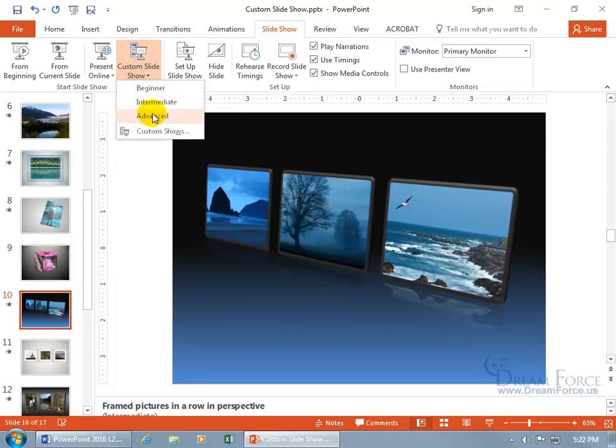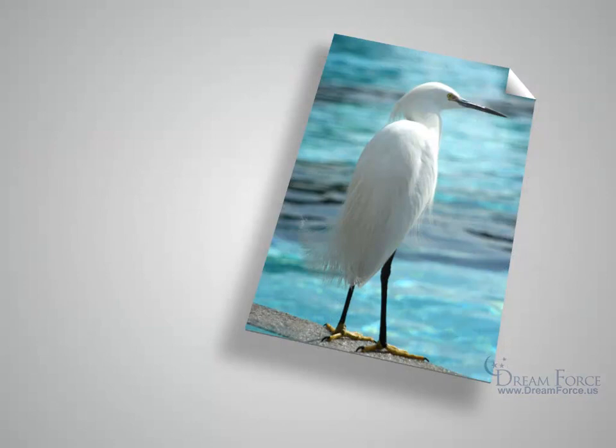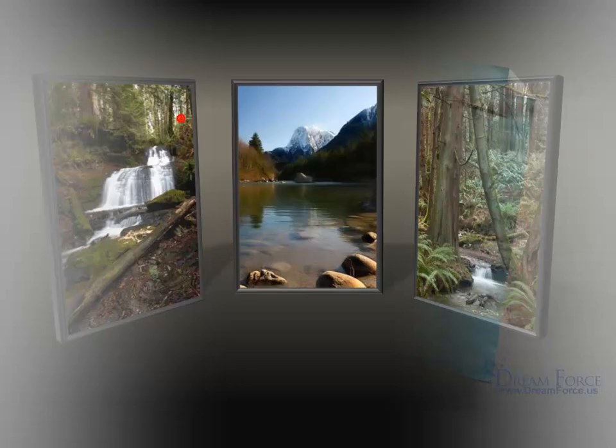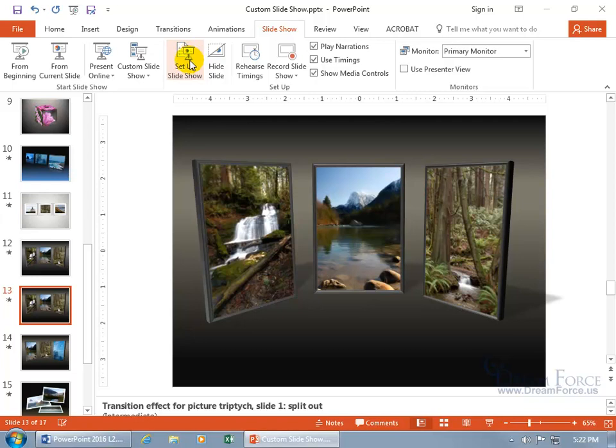Now you can either go ahead and begin it by selecting one of these, Advanced, and there's the first slide in the beginner presentation. Click to advance to the first slide in the second intermediate presentation, and then finally we get to the advanced. Oh, that looks really cool. I want to go there, and there, and there. And then in any case, let's go ahead and hit the Escape key to end it.